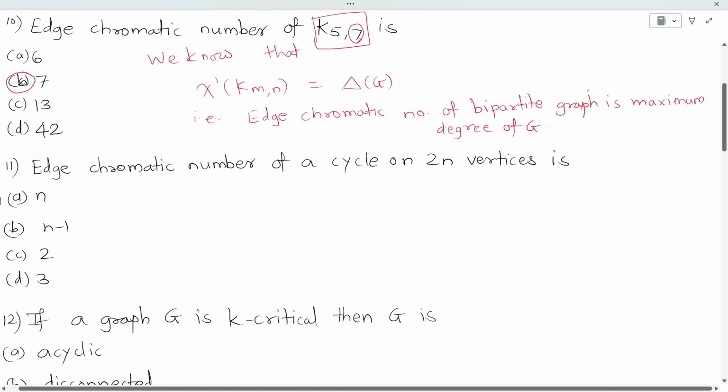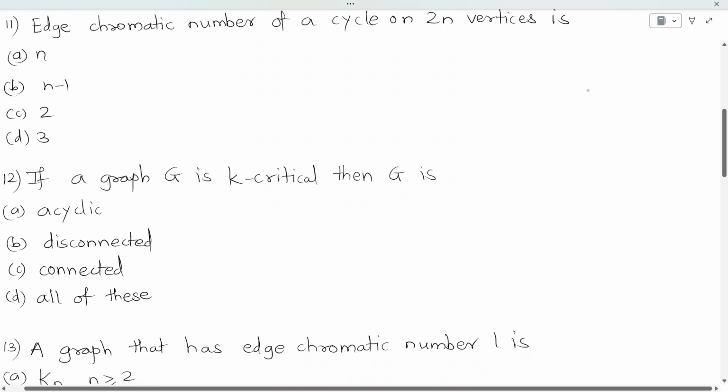Now the next MCQ is: the edge chromatic number of a cycle on 2n vertices is. So let us draw a cycle on 2n vertices. I have drawn a cycle on 4 vertices, that is C4. 2n vertices means the number of vertices in the cycle should be even. And I am drawing C6. Let us see what is happening to C4 and C6. Let us color the edges. I can use color 1 here, color 2 here, color 1 here and color 2 here. A, B, C, D. Similarly for C6, A, B, C, D, E, F, we can give color 1 to AB, 2 to BC, again 1 to CD, 2 to DE, 1 to EF and 2 to AF.